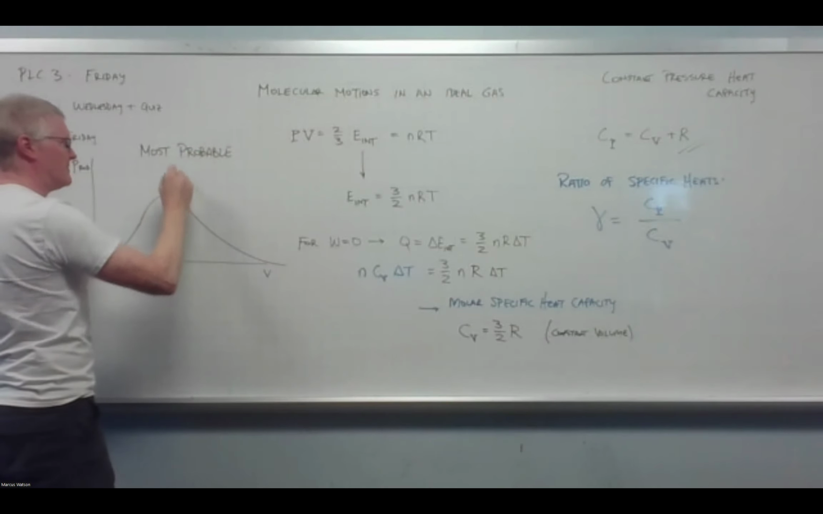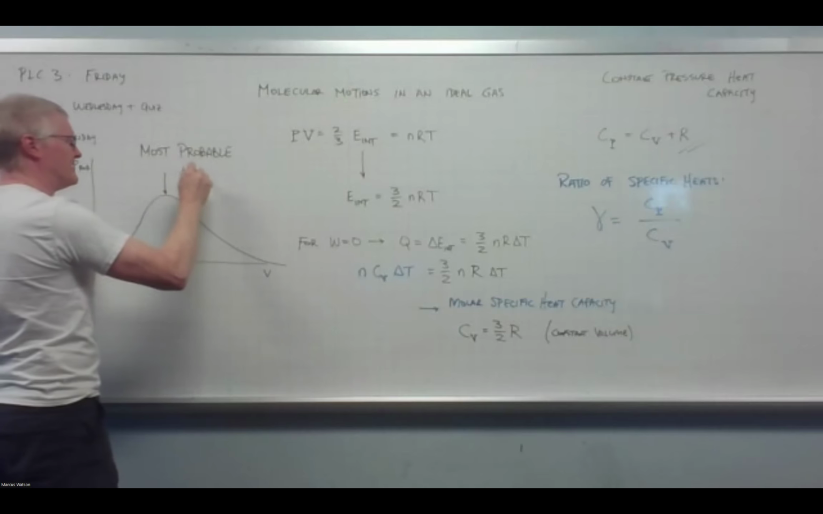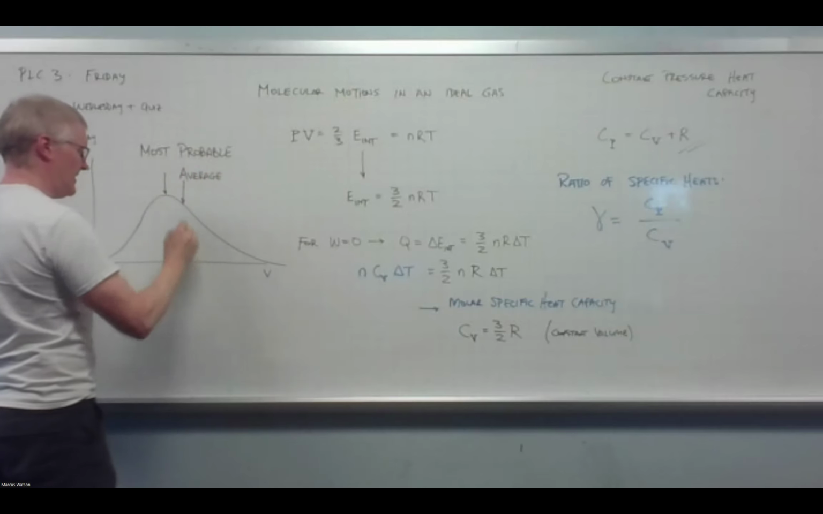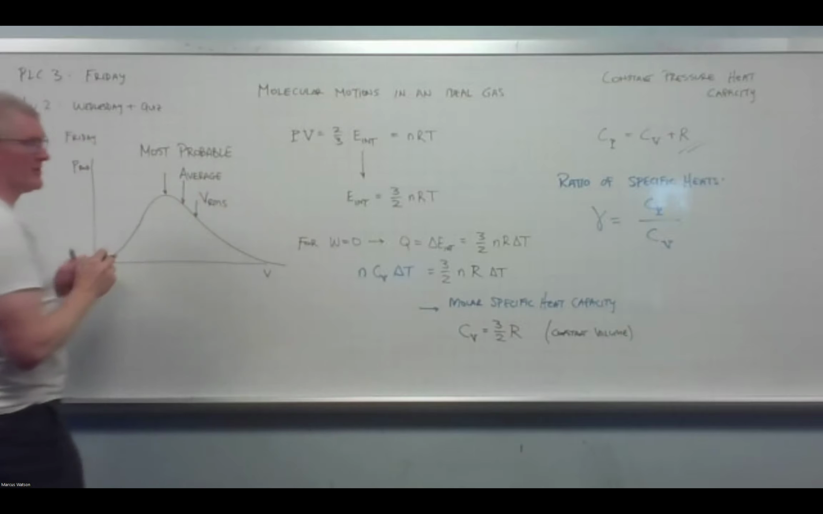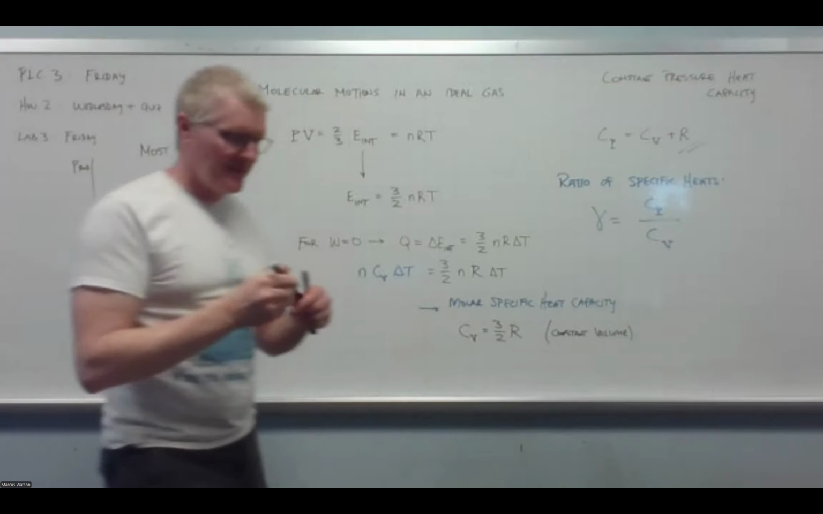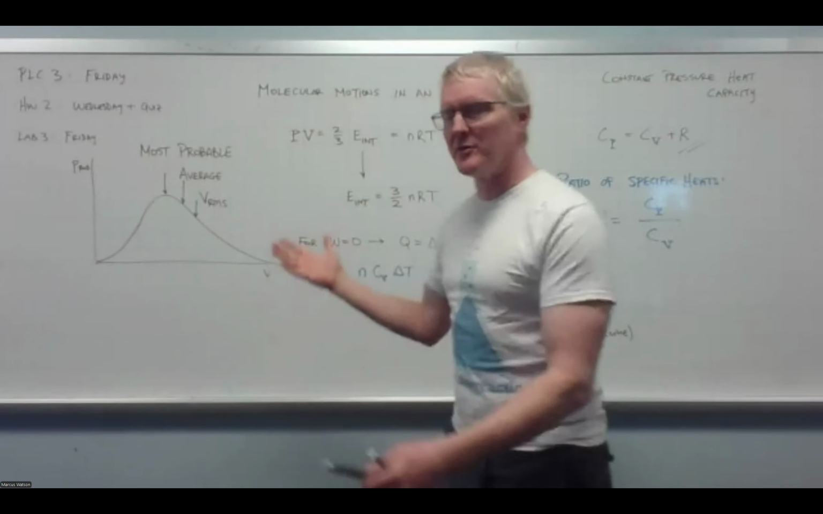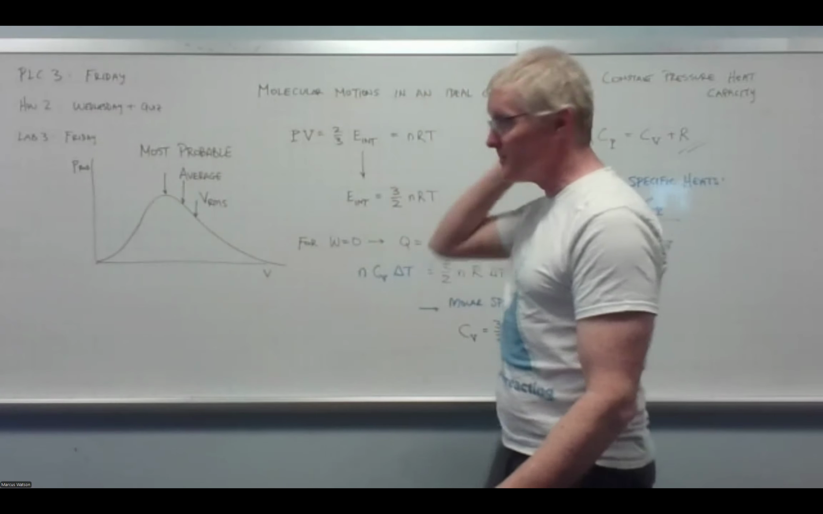I'm just guessing. Let's just say average is there, and root mean square is there. I mean, obviously I don't know, but I'm just giving you the qualitative. This is how they progress.